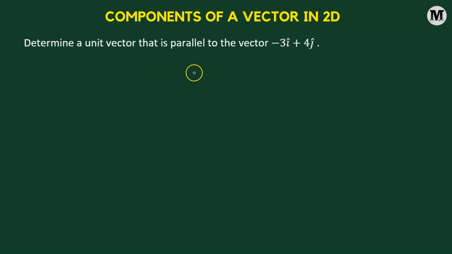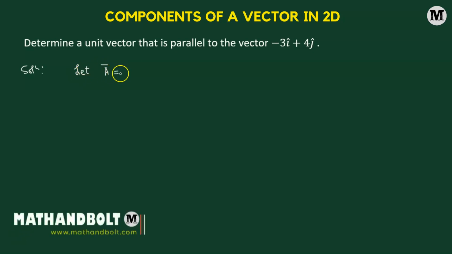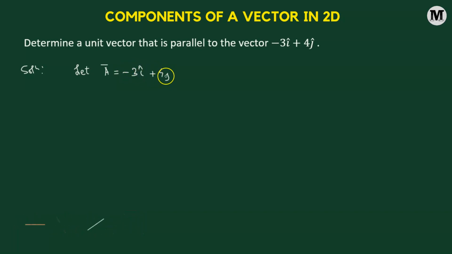Determine a unit vector that is parallel to the vector negative 3 i cap plus 4 j cap. Okay, let's begin. So first, let us suppose that the given vector, we're going to represent it by the vector A. So here, vector A is negative 3 i cap plus 4 j cap.